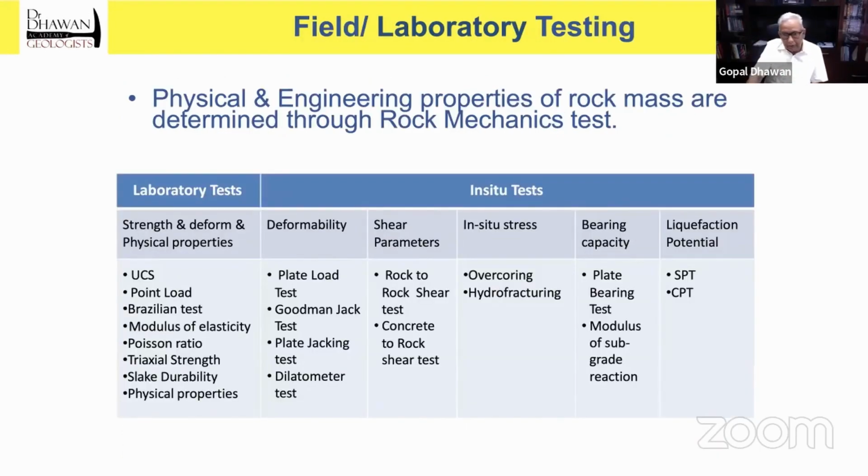This is a list of various kinds of rock mechanic testing which is required to be performed for understanding the engineering properties of the rock mass. As far as lab tests are concerned, we collect the strength parameters and deformability parameters: UCS, point load, Brazilian test, modulus of elasticity, Poisson ratio, triaxial strength, slake durability, and physical properties. As far as in situ tests are concerned, we can use these tests for finding out in situ deformability, shear parameters, in situ stresses, bearing capacity, and liquefaction. There are several methods which are listed down.